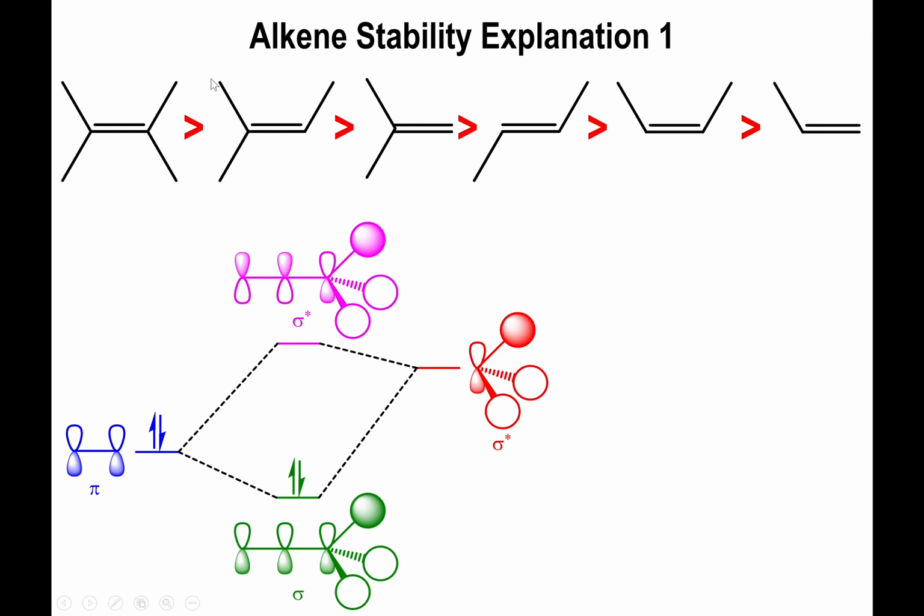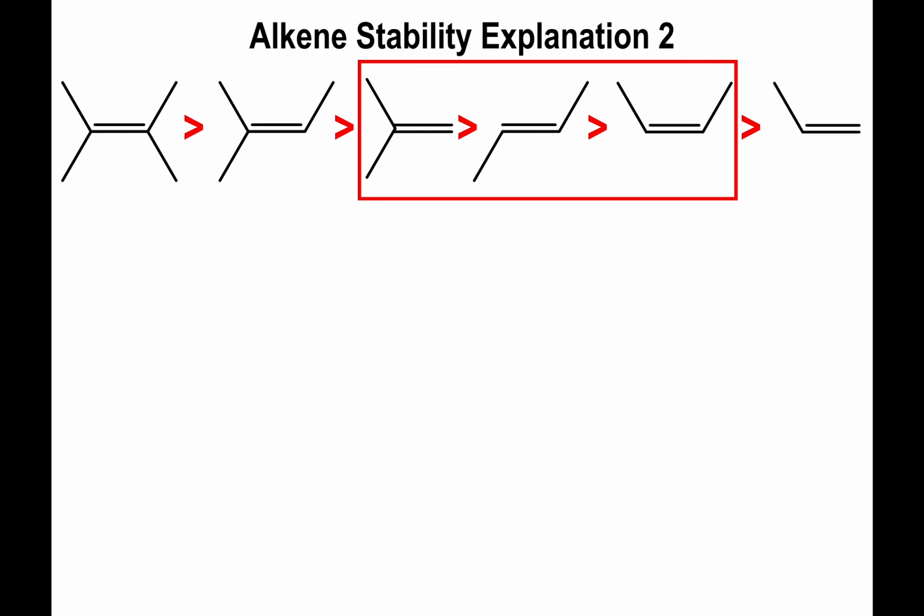So you can see that having more of those groups present on the alkene is going to lower the energy more and more and more, and that stabilizes it. So that explains why having more substituents on the alkene tends to lower the energy of the alkene and make it more stable.